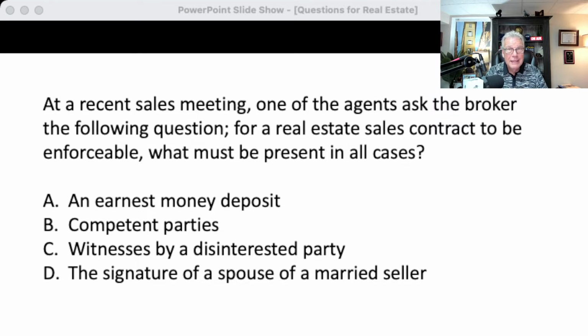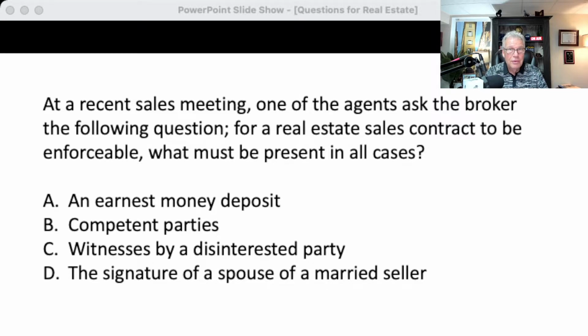B says competent parties. Well, let's read on, John. Okay. C says witnesses by a disinterested party. Well, I've never taught in my pre-license course that you always have to have a witness for your sales contract. Notarization does require a witness because notarization is proving the signature is genuine. So you do need a witness for that, but not a sales contract. So we can throw C out. And D says the signature of a spouse of a married seller.